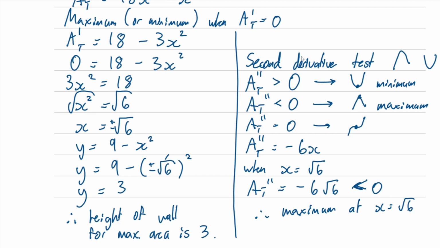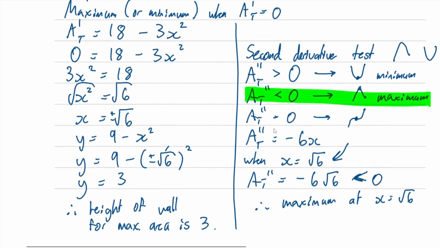Now, if we instead substituted in negative root 6, we would have got negative 6 times negative root 6, which would be a positive number, so that would be the minimum. But since we got a negative using the second derivative test, we can conclude or justify that it is a maximum.